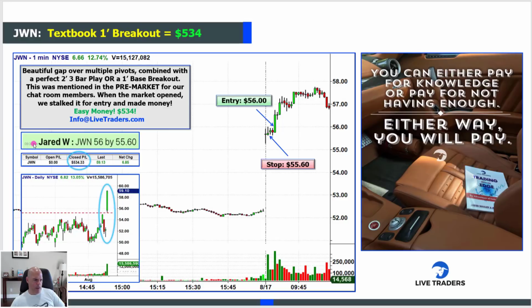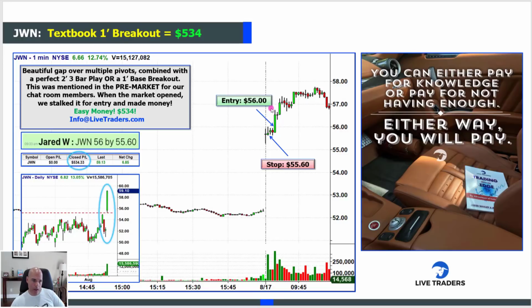Okay? 9:33 in the morning, JWN 56 by 55.60. I was looking at this as a 3-bar play 2 minutes into the day. It held another 2 more minutes, and then boom, you buy it at 56, your stop's 55.60, and this thing went like $1.75 on a 40-cent stop. So about 4 to 1 on your money.